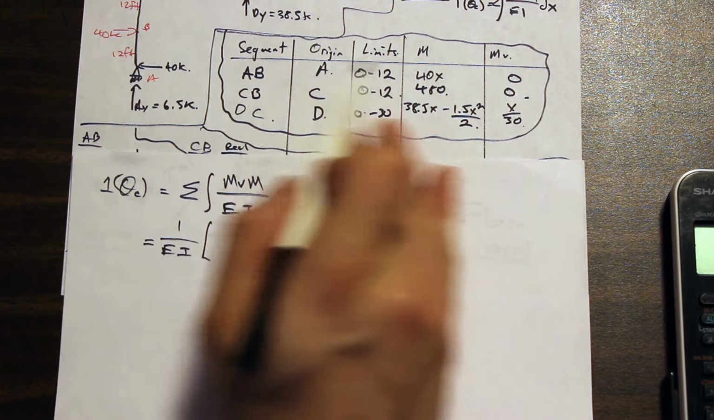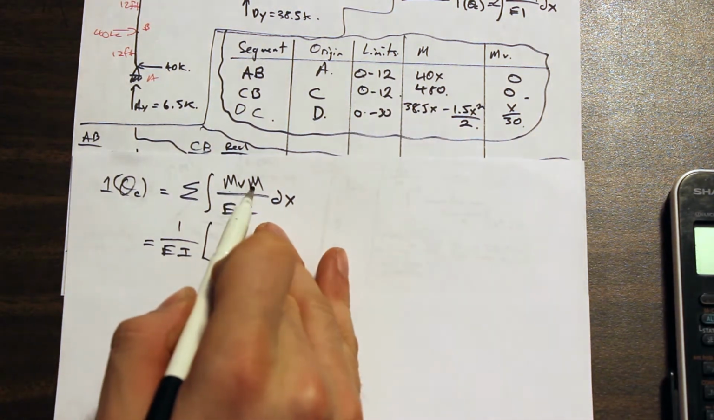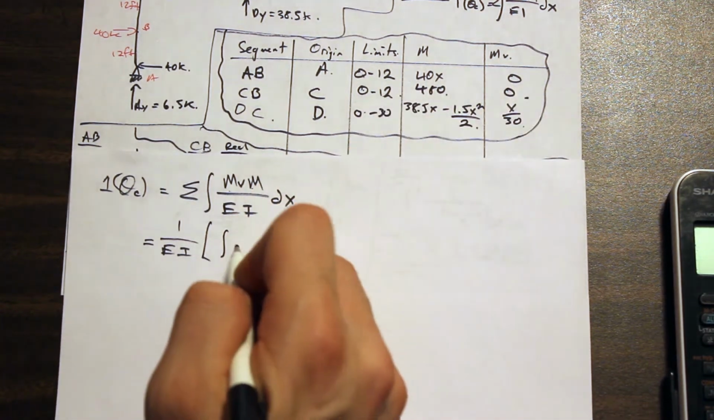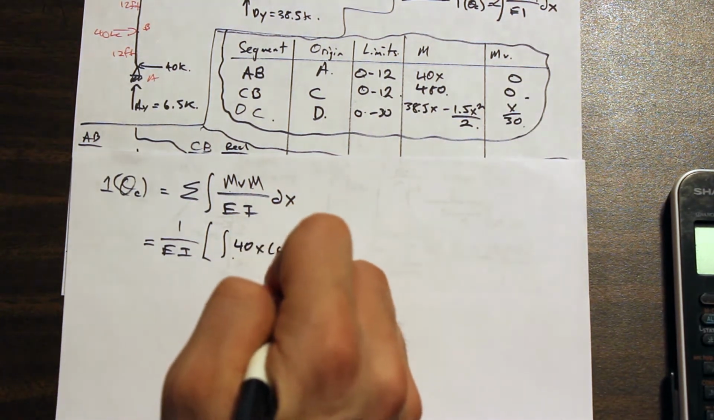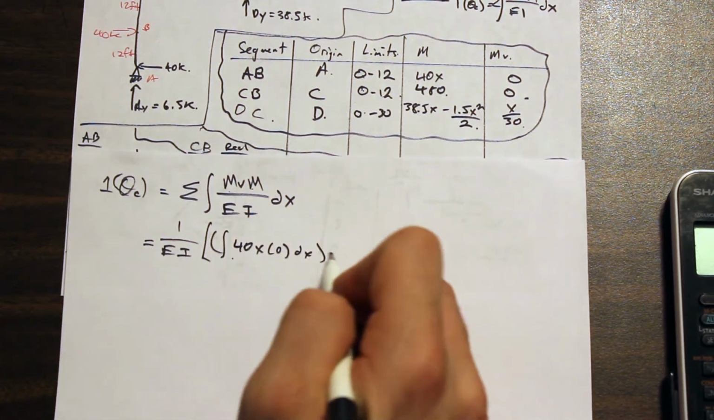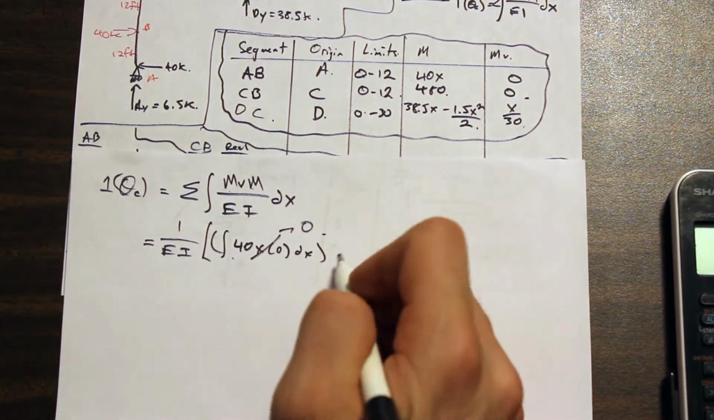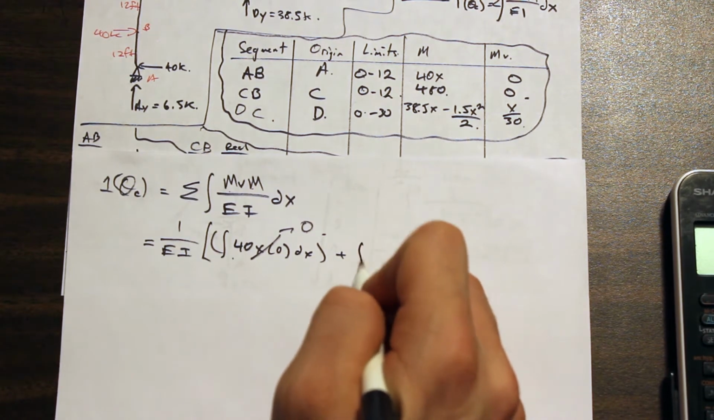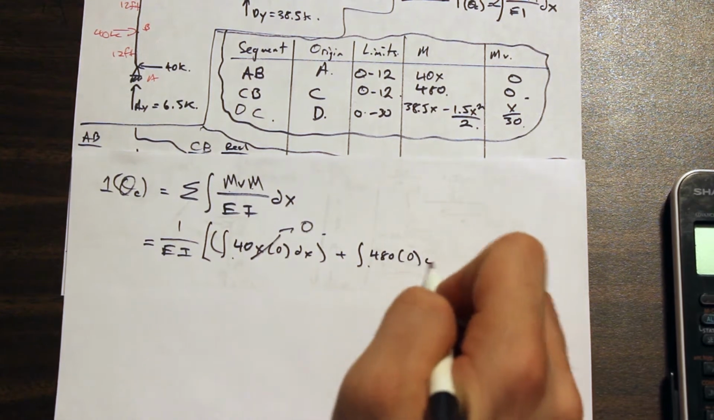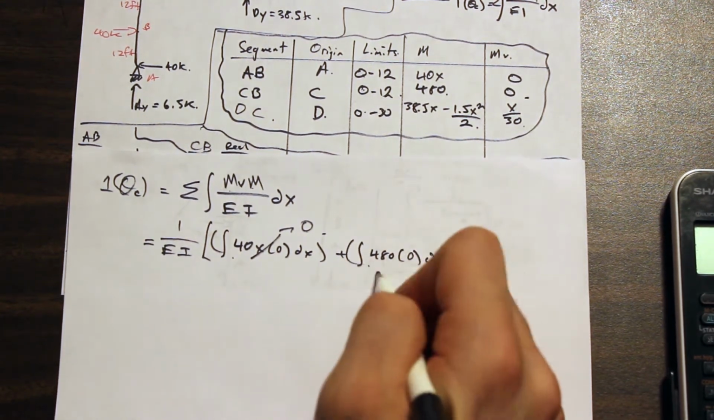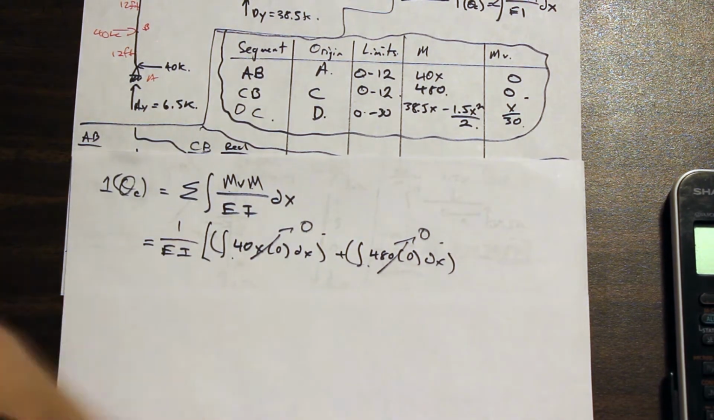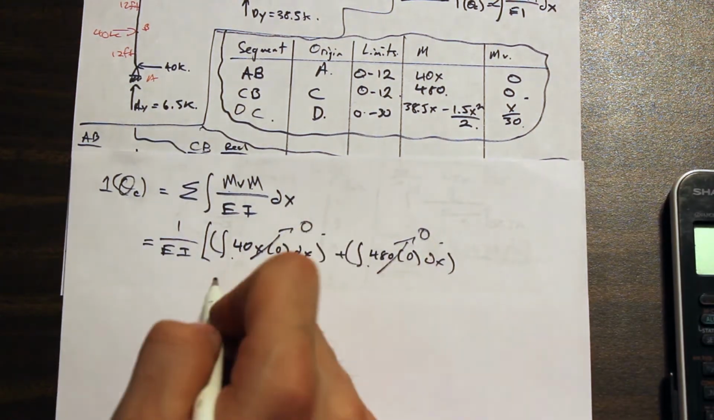And let's go with the first segment. So we have the integration of m v m dx. So we have 40x times 0 dx, that's just going to be 0, right? What else do we have? We have plus the integration of 480 times 0, and guess what? That's also 0. So as you can see, the importance of selecting the correct origin. Otherwise, we'd have a huge integration that we'd always make a mistake on.